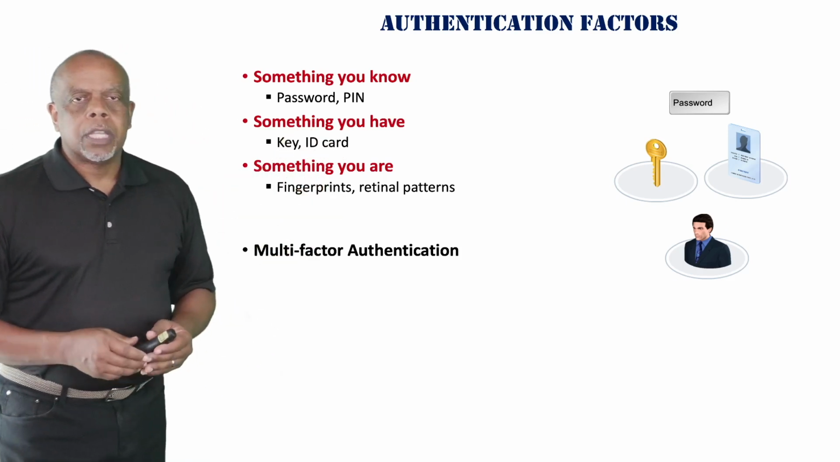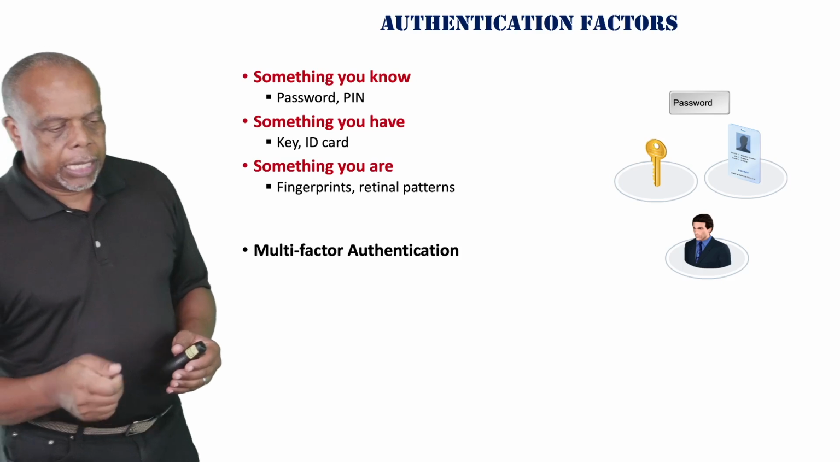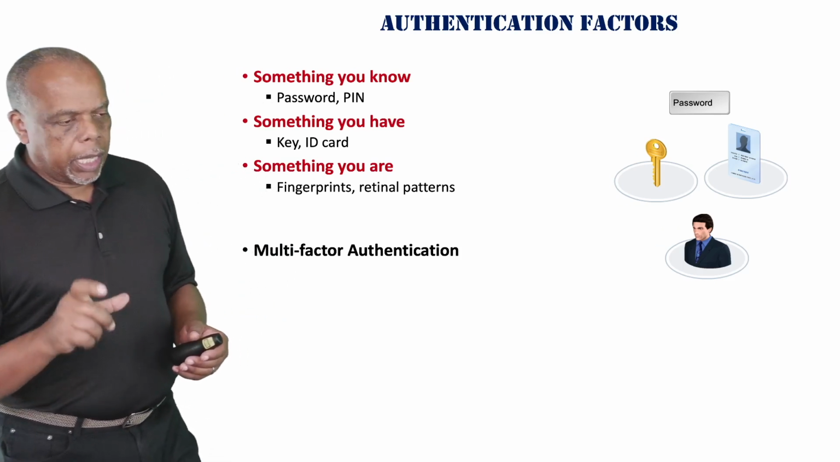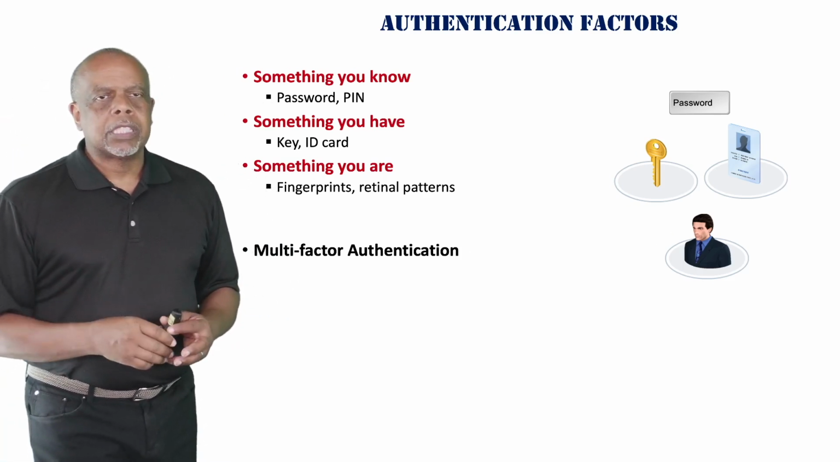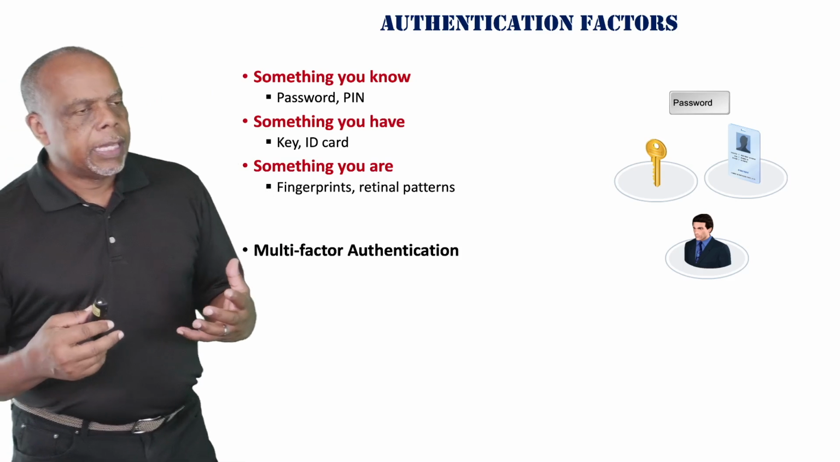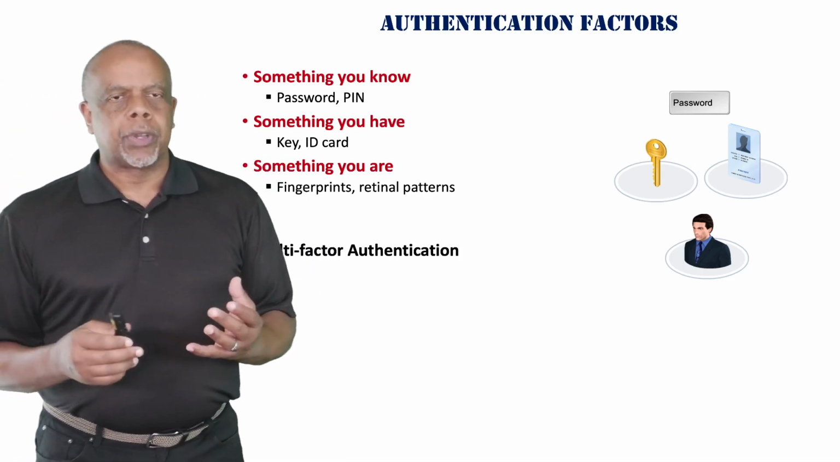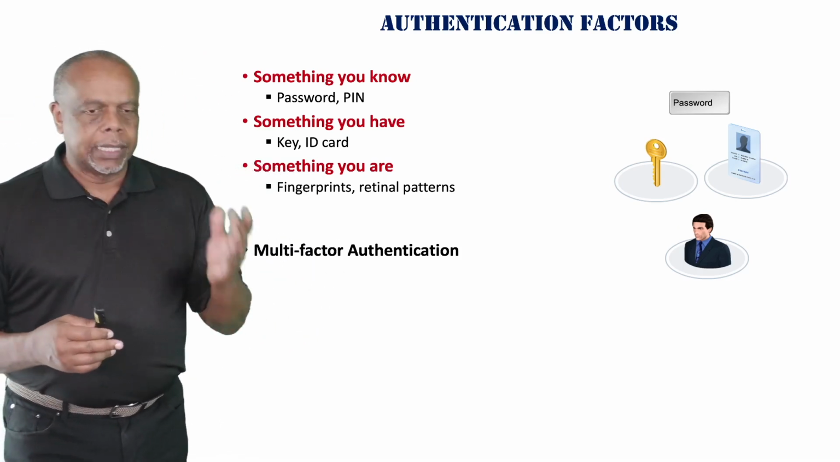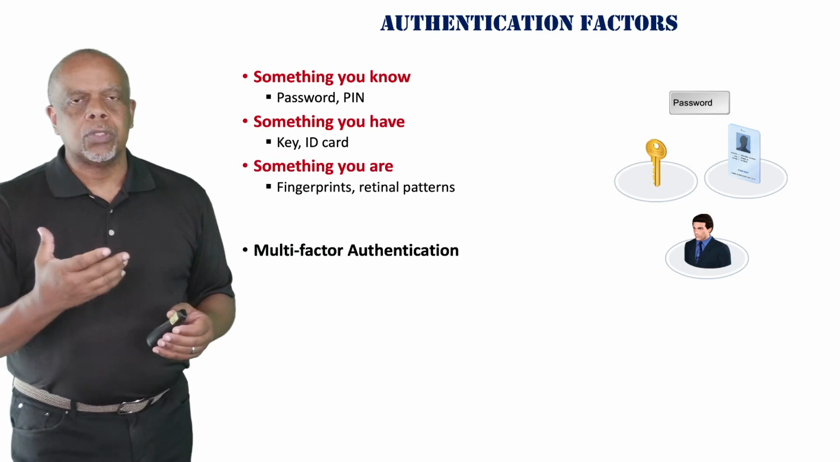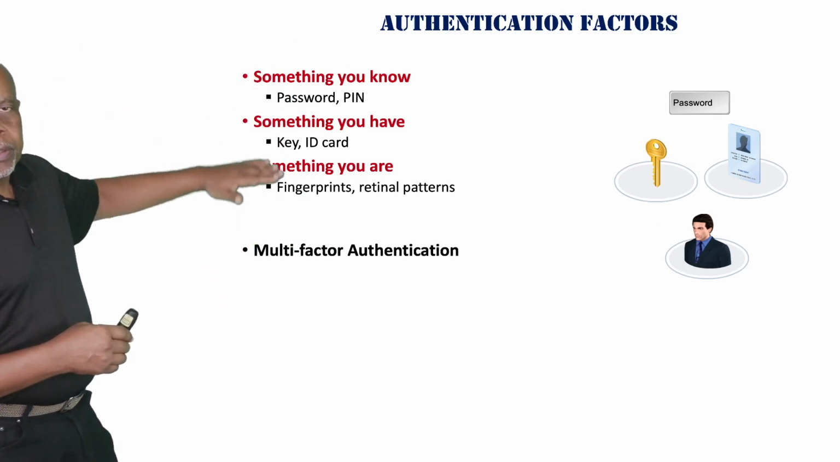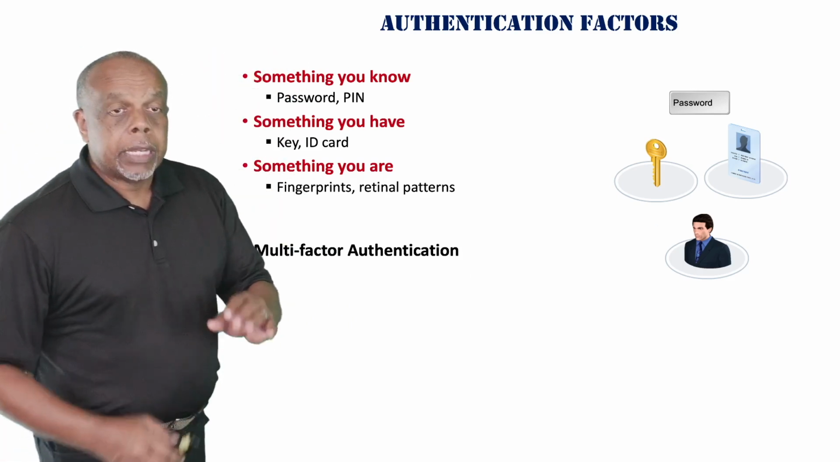Something you have. Something you have could be an ID card, a key, a fob, a token of some type. And something that you are, most of the time we're talking biometrics, fingerprints, retinal scans, facial scans, those type things. Those are the three basic identification factors. Now, are there more? Yes, there are.